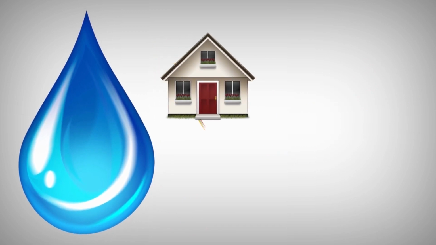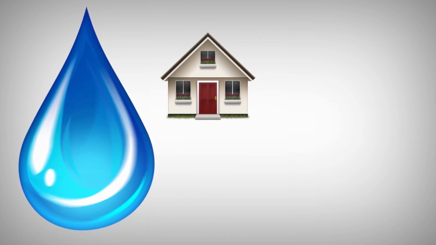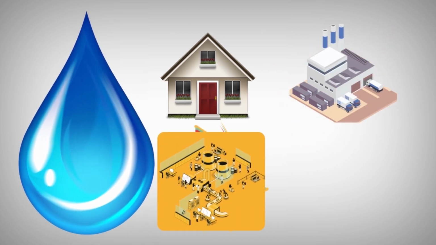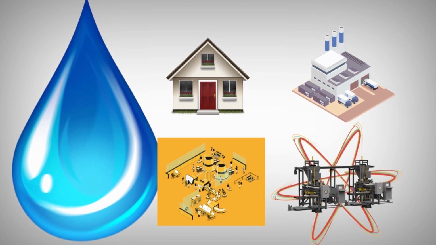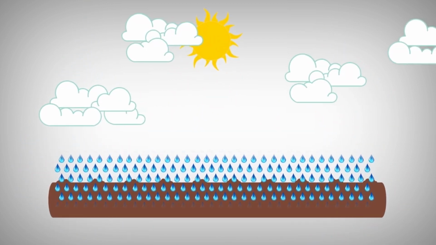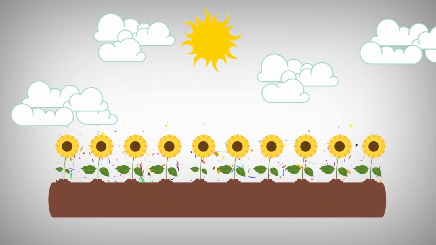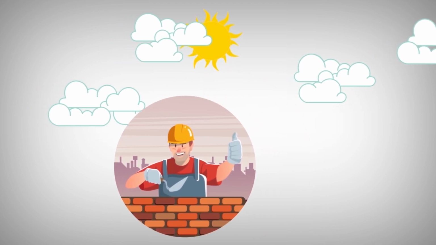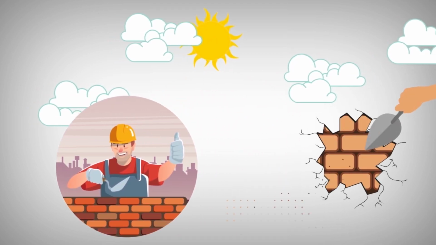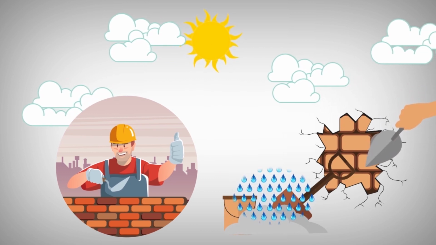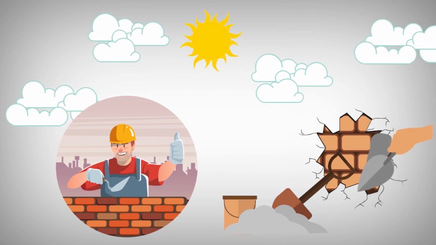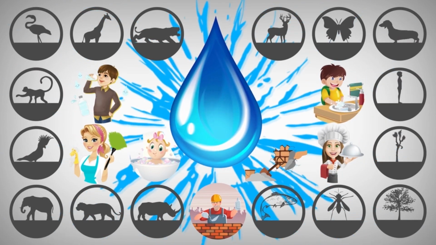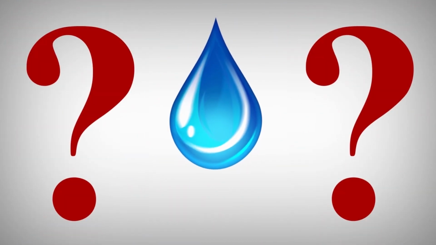Other than home, where else is water required? Water is required in the factories for washing material, cleaning equipment, and cooling huge machines. Water is also used in agriculture to grow healthy crops. Water is also required for construction work. For example, to join bricks with cement, you need water. So as we saw, there are so many uses of water. But do you always get clean water? No.